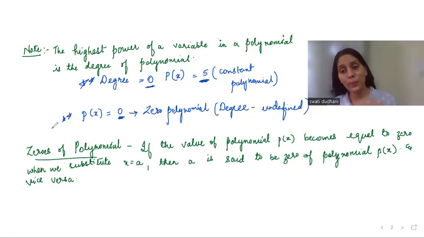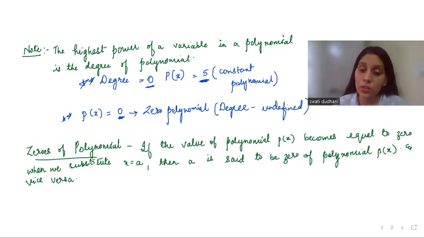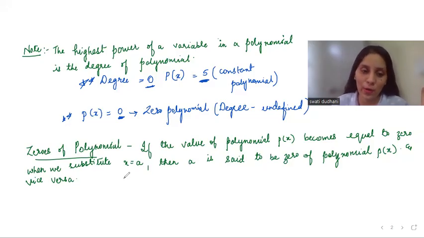Now, next is very important: zeros of the polynomial. This is one important concept of this chapter. Now, what is it? The name itself tells zeros. If the value of the polynomial P of x, a polynomial in x, becomes equal to 0 when we substitute x equal to a, let's say I'm substituting any value due to which the whole value becomes 0, so that value that I've substituted is known as the zero of a polynomial.